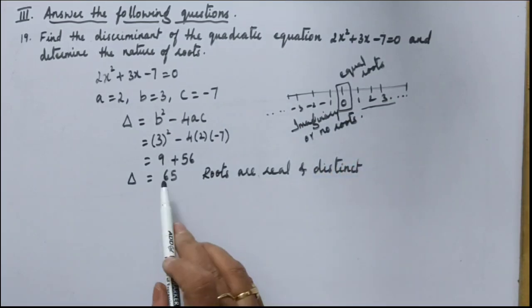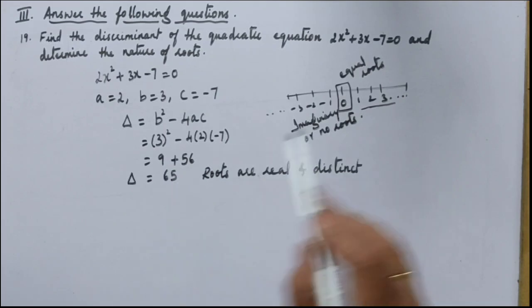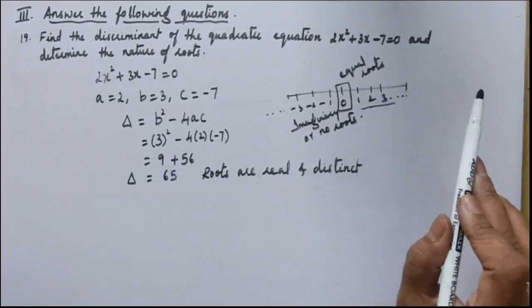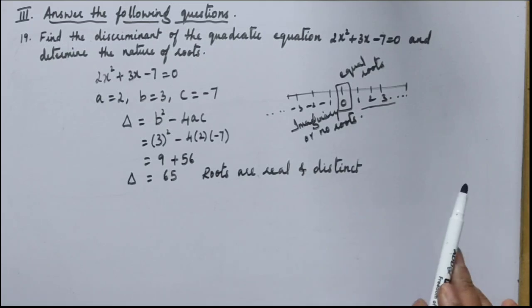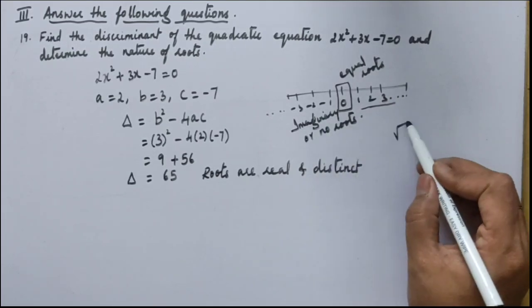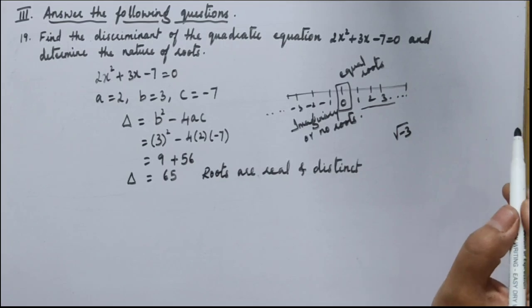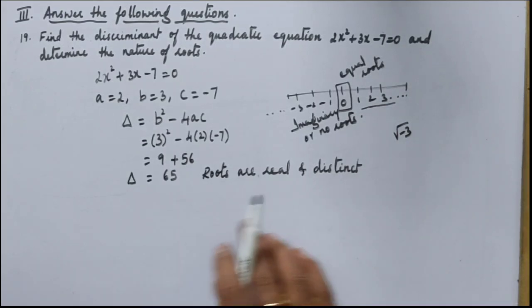Okay, as we got a plus sign, plus 65, that comes on the right side. So all these roots are real and distinct. So let us say if it is root of minus 3, this is imaginary. Okay, fine. So I hope this is clear.